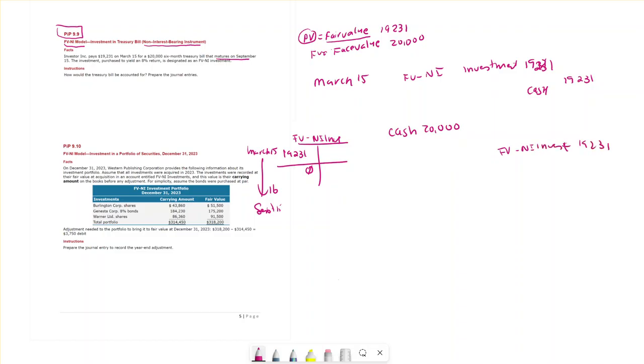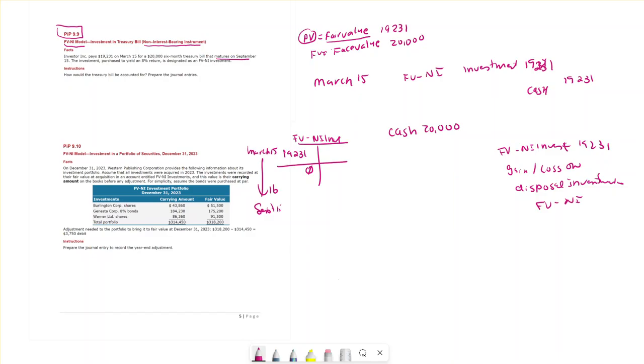Another way of looking at that, we sold it. The difference between those two is my gain slash loss on disposal. And what are you disposing? An investment. What type of investment? A fair value net income investment, and that will be the entry. So we have done a lot of entries with the fair value.